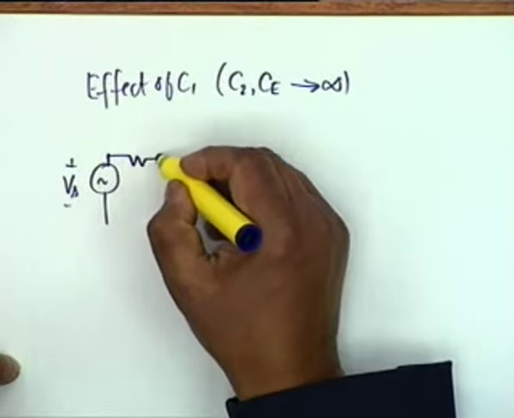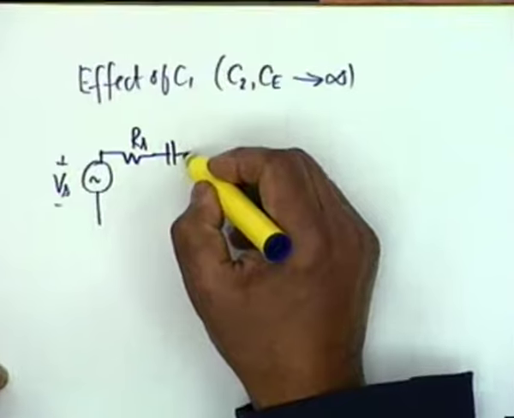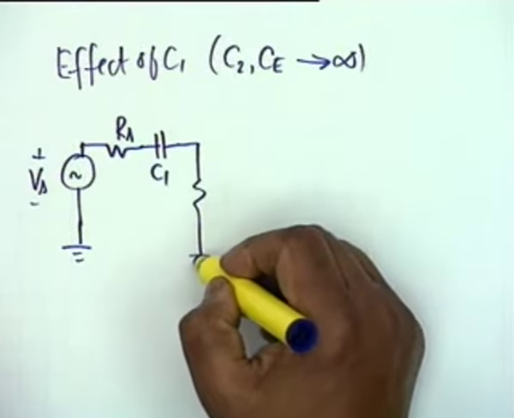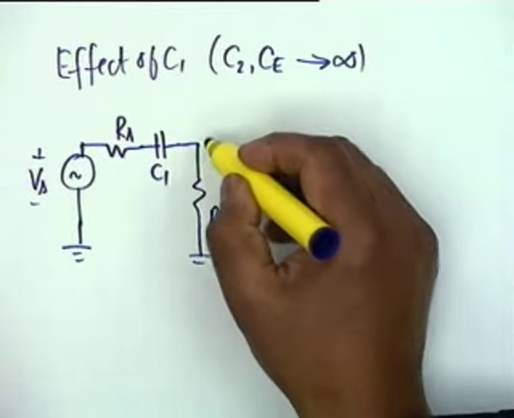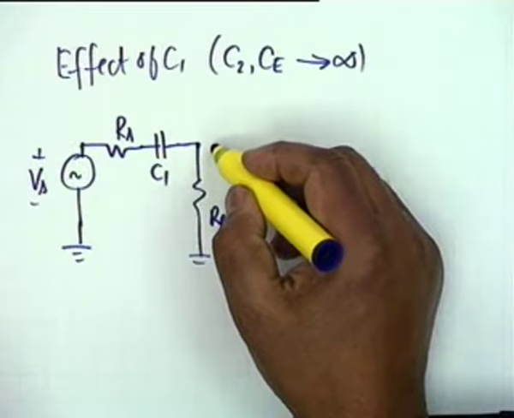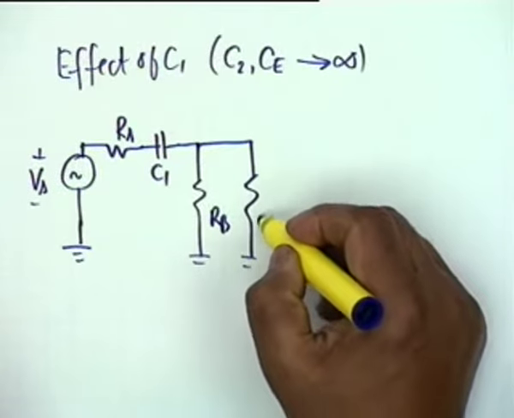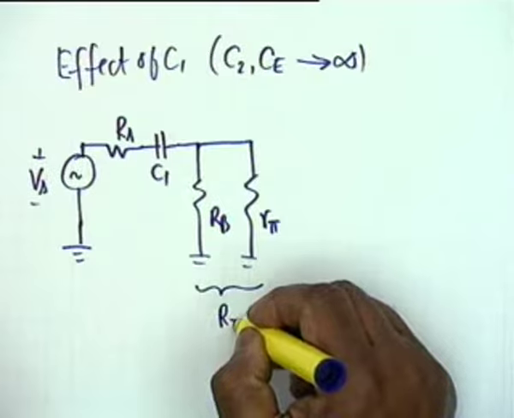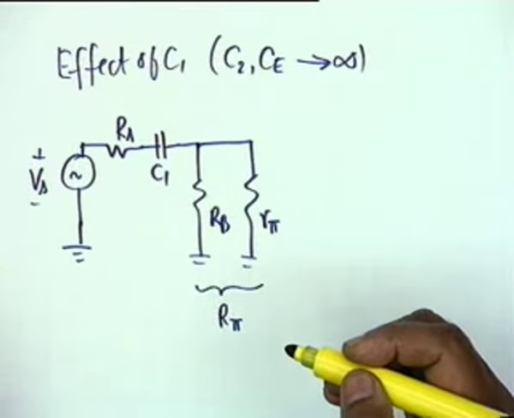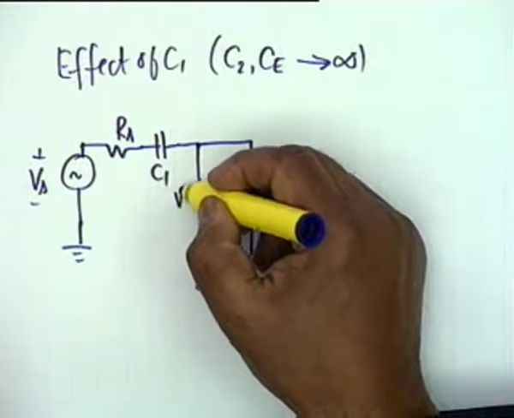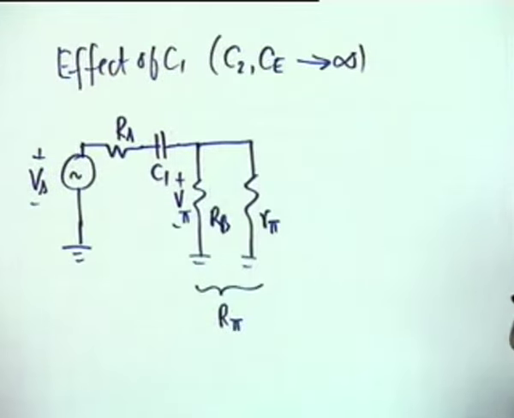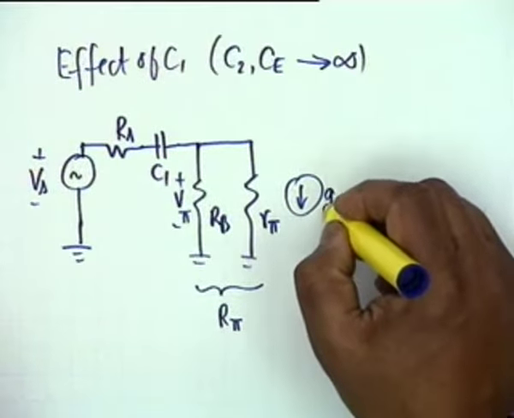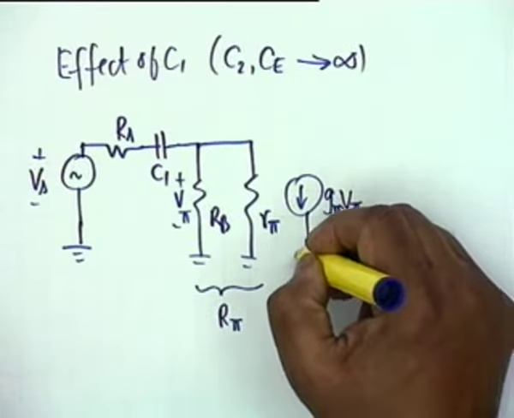I have an RS, a C1, and from here I have RB and R pi. We had already combined these two into a single resistance, capital R subscript pi. Okay, this is V pi, voltage across RB, and then we have a GmV pi going to ground.